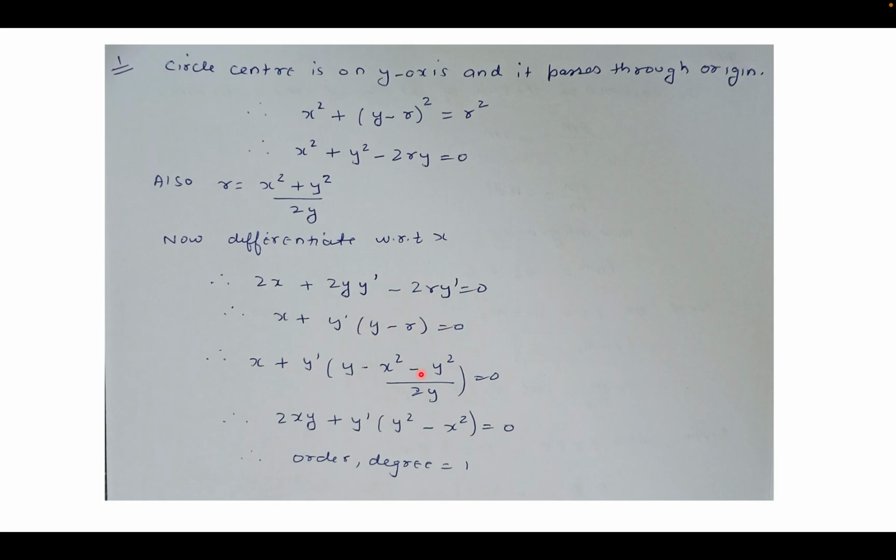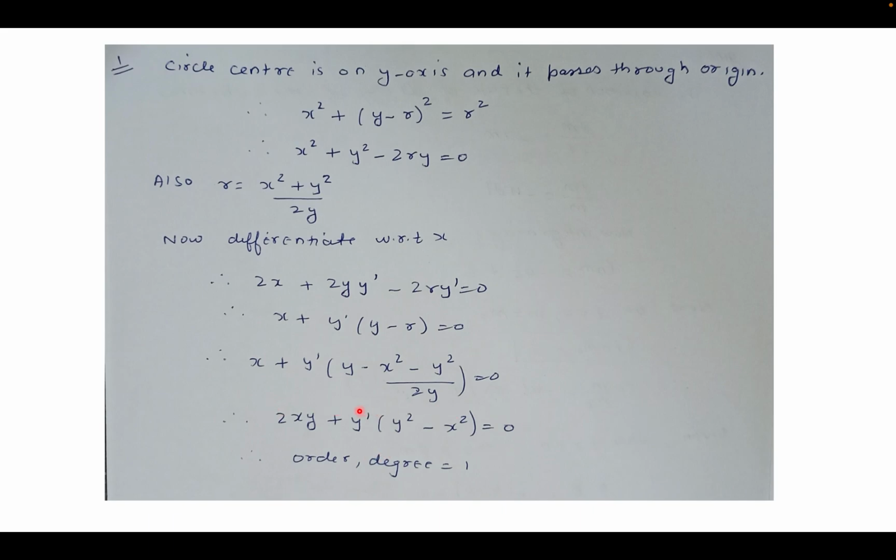Now you can again put the value of r from above, which you computed as r is equal to (x square plus y square) upon 2y, and substitute it back in this equation. Now if you solve this equation, you get 2xy plus y dash times (y square minus x square) is equal to 0. So this is the differential equation of all the circles which have radius r, their center on the y-axis, and which pass through the origin, right?